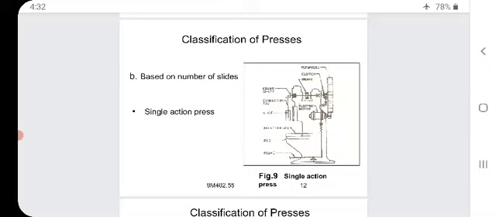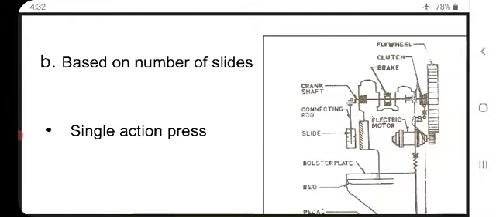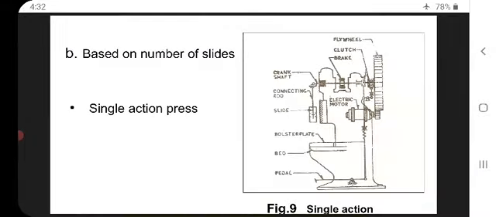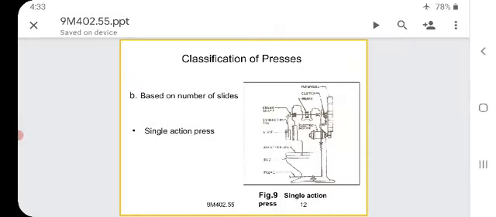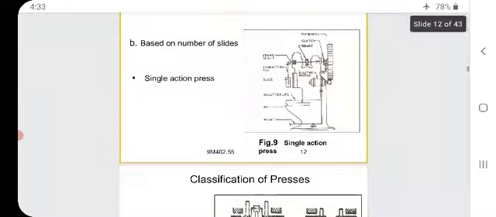Based on the number of slides. Single action press, you are seeing the single action press. I am making a zoom. We will go through the parts, from the bottom side: pedal, bed, bolster plate, slide, connecting rod, crankshaft, and above, the flywheel, clutch, brake, and the electric motor. These are the main parts of a single action press.